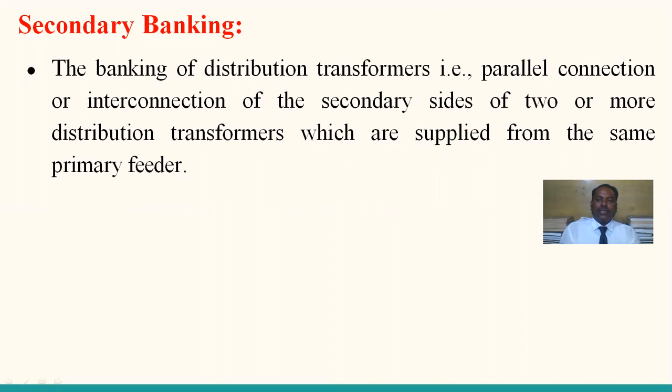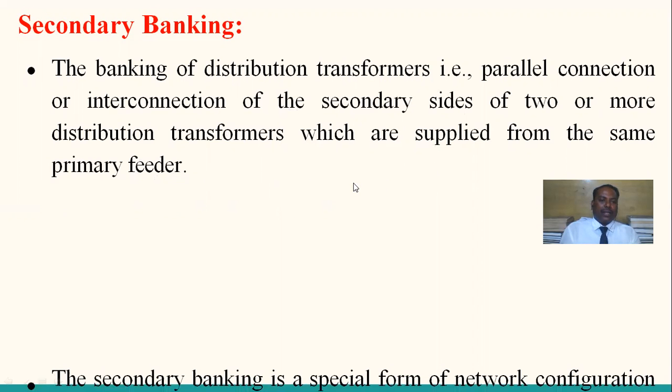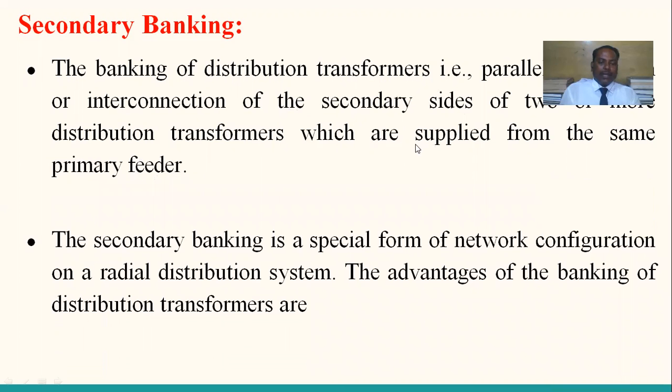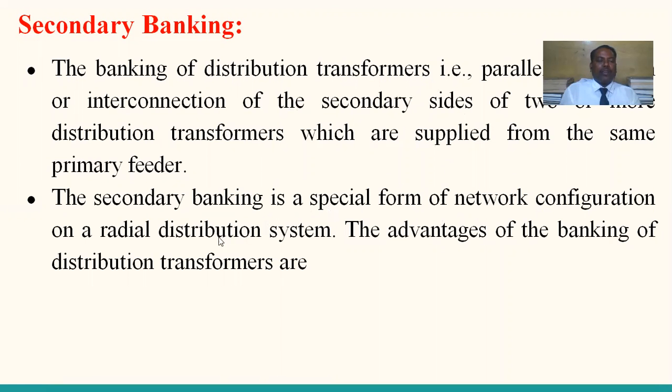So what do you mean by secondary banking? In the sense, banking is when 2 or more transformers are connected in parallel, an interconnection of the secondary side of 2 or more distribution transformers which are supplied from the same primary feeder. The secondary banking is a special form of network configuration on a radial distribution system.